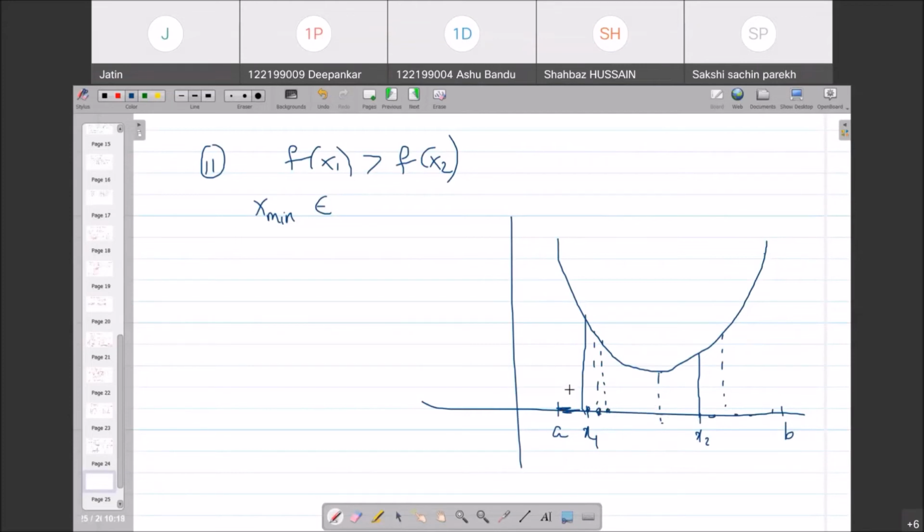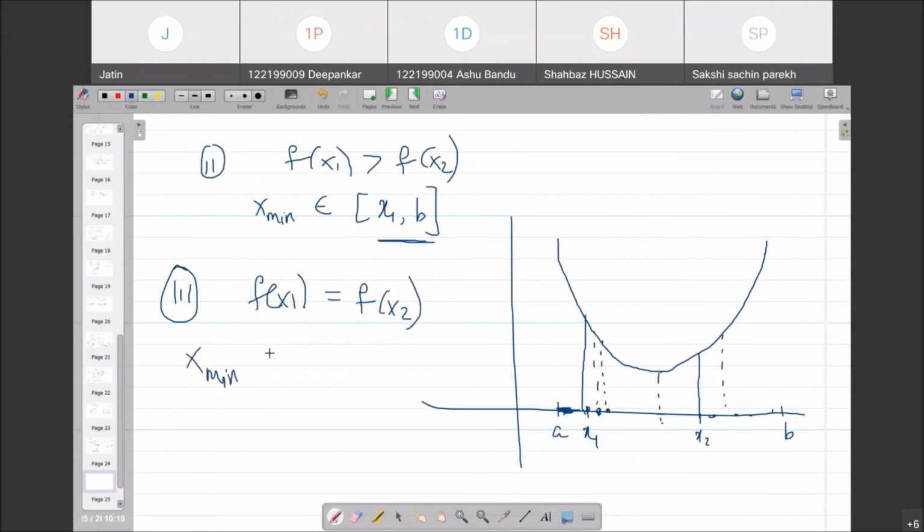So where will the minimum lie? In the interval a to x1 or the interval x1 to b? x1 to b. Correct. It will lie in the interval x1 to b. So if you have this condition, then we concentrate on this subinterval. Obviously, once the length of the interval decreases, things become very good. You're happy that at least you have to work on the smaller interval. And suppose at those points the function has equal value, then the minimum will lie in the interval x1, x2.